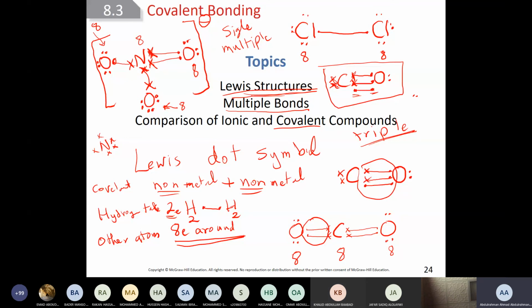Double. This one? Double. This one, single. This one, double, double. This one, single, single. This one, single. And that's how we draw the structure.